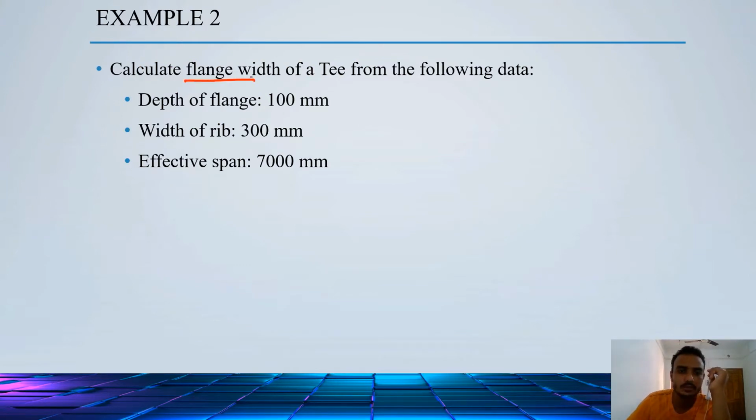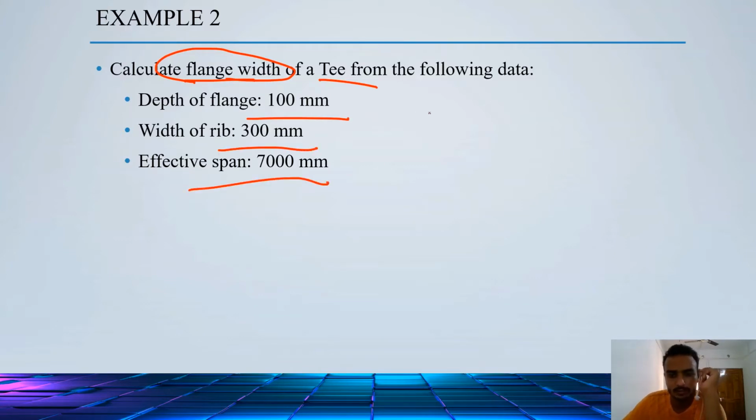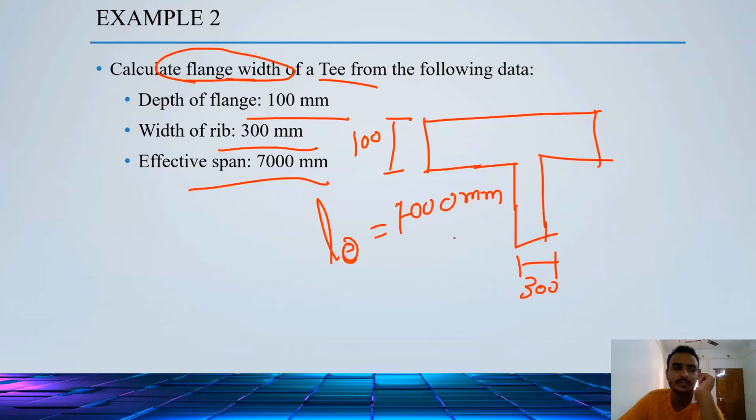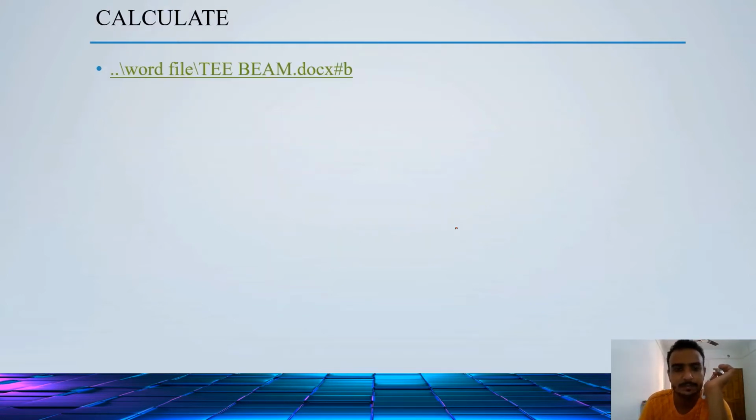Calculate flange width of T-beam for the following data. Here the depth of flange, width of rib, and effective span are given. So what we got here? Here is your T-beam. We have a depth of flange 100, width of rib 300, and effective span means length L0 is 7000 mm. This is the given data.